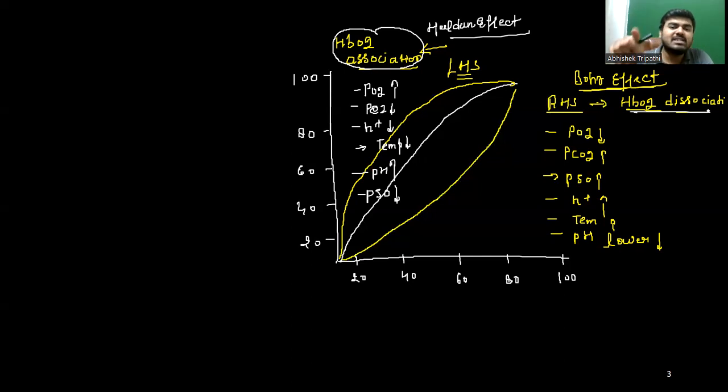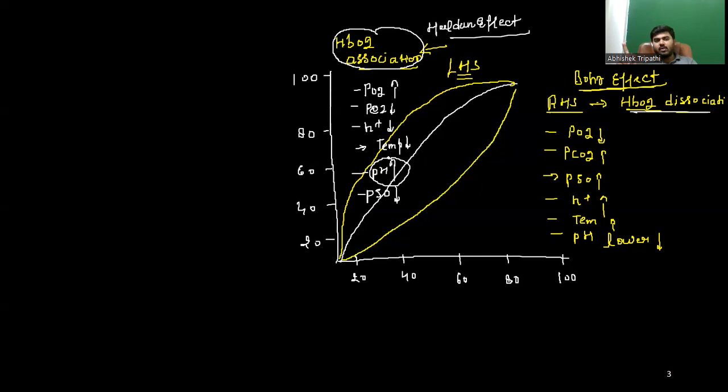Now, if the curve shifts toward the left side, LHS, the left hand shift curve, this LHS indicates the oxyhemoglobin association curve. When association occurs, partial pressure of oxygen increases, but partial pressure of carbon dioxide, H plus concentration, temperature, and P50 value all decrease. But pH increases. Clear? This is about the oxyhemoglobin association.